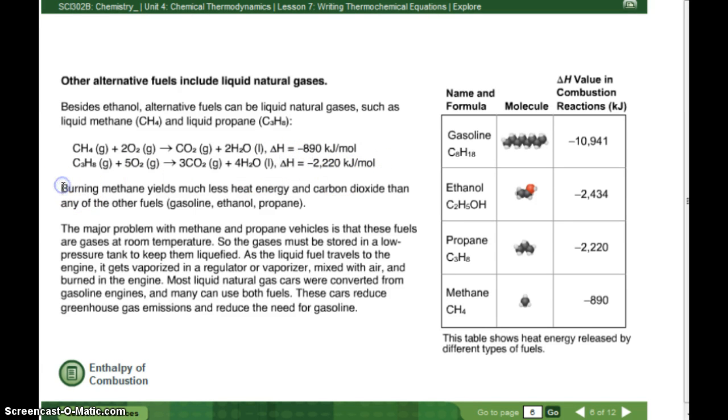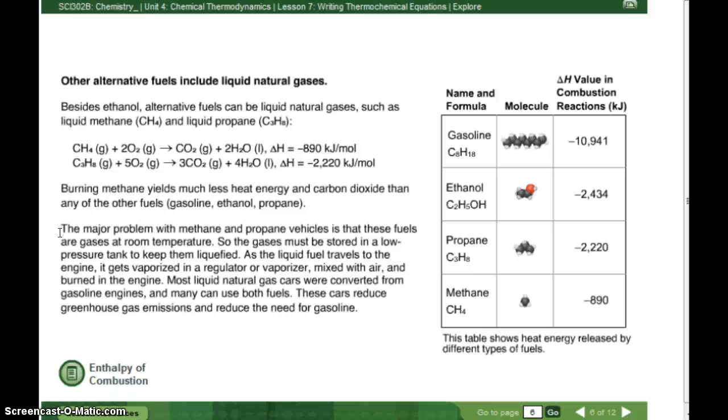Burning methane yields much less heat energy and carbon dioxide than any of the other fuels, gasoline, ethanol, or propane. The major problem with methane and propane vehicles is that these fuels are gases at room temperature, so the gases must be stored in a low pressure tank to keep them liquefied. So remember, we can use pressure to force those molecules together so close they become liquid.